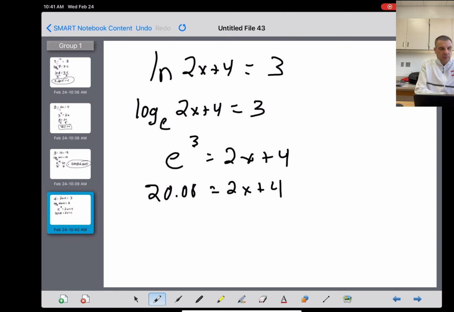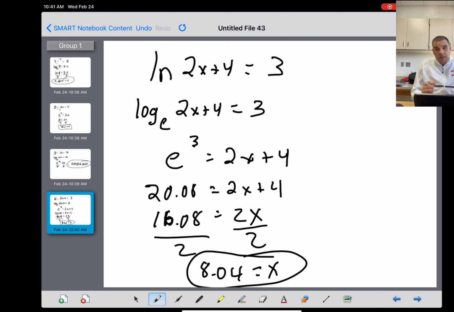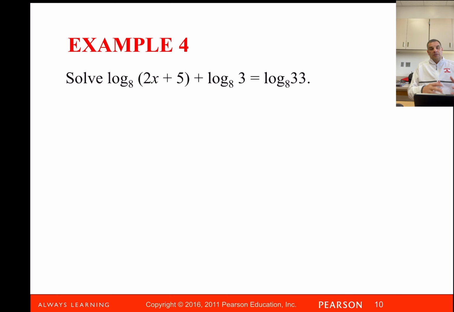So I'm going to subtract 4 and divide by 2. That's a 16. So you get 8.04 is equal to your x value. But again, it's in logarithmic form. Change it to exponential form and solve. So notice we've got two logs being added together.